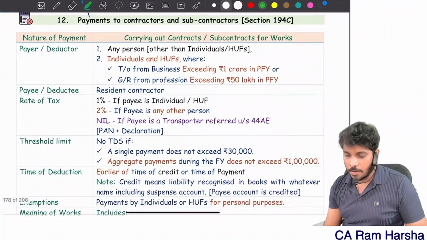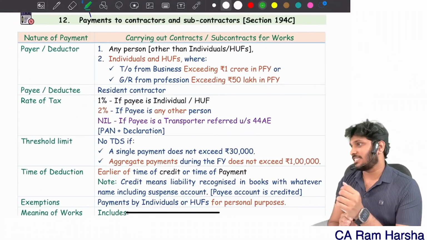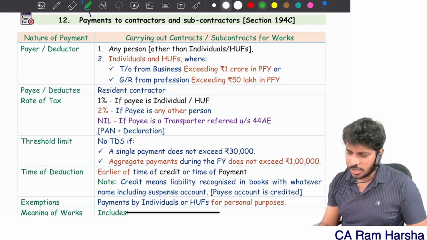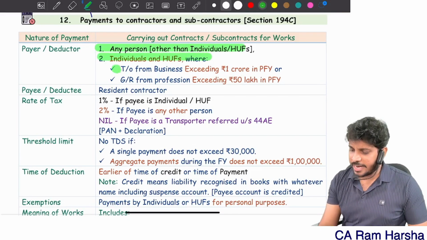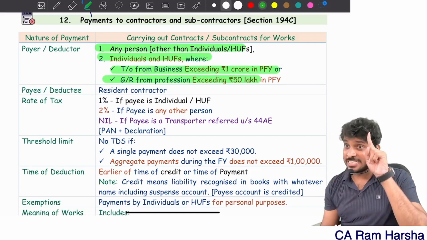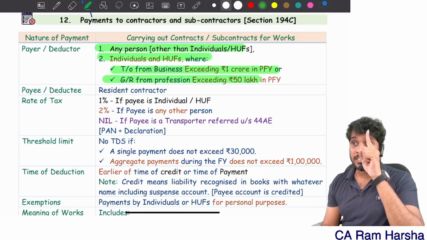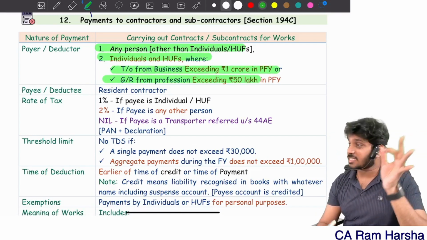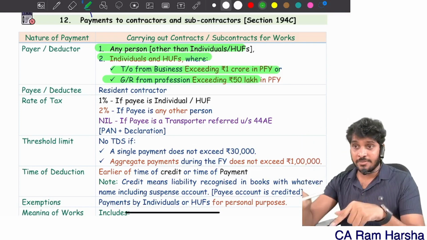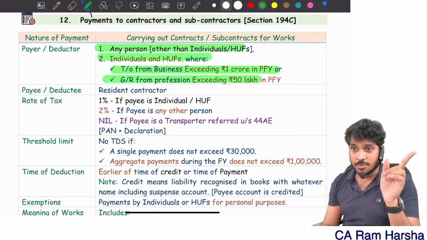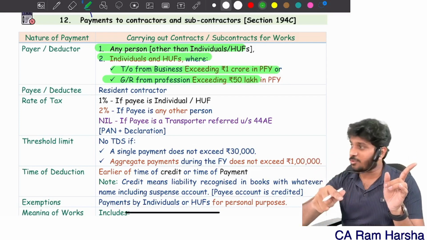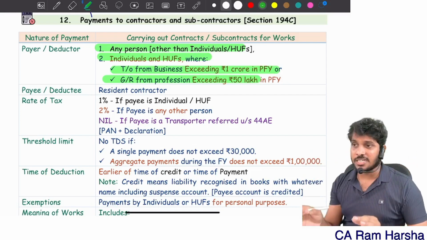Next, 194C. 194C is for what? Again, applicability. 194C is applicable for which persons? The 8 sections I told are applicable only to any person other than individual and HUF. For individual and HUF, if turnover in the last year is more than 1 crore, or profession gross receipts are more than 50 lakh, then only this section is applicable.